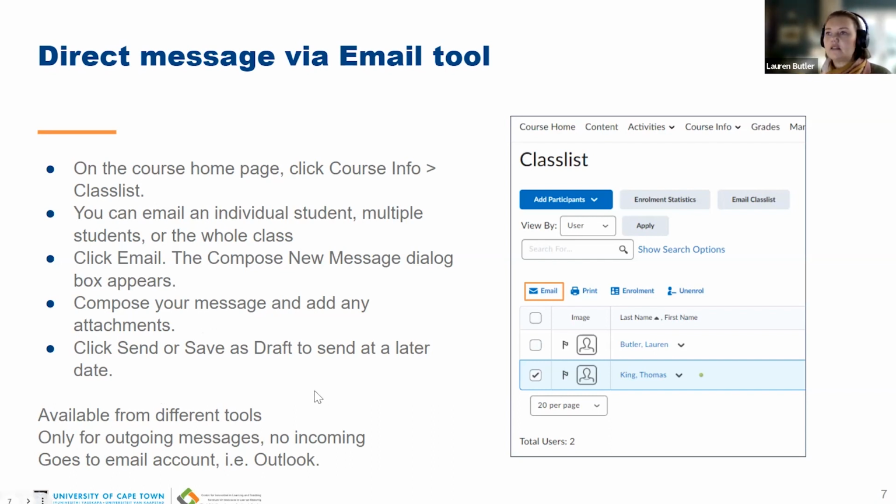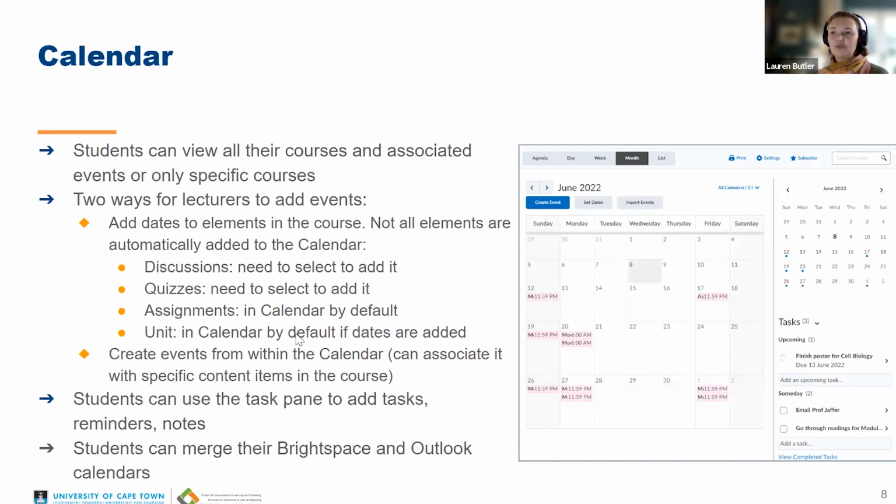Okay, the next tool is the calendar tool. And this provides a lot more functionality than the calendar tool in Villa did. Students can view all of their courses and the associated events on their calendar, or they can only view specific courses or one course at a time, but they are able to toggle how many and which courses they view on their calendar.